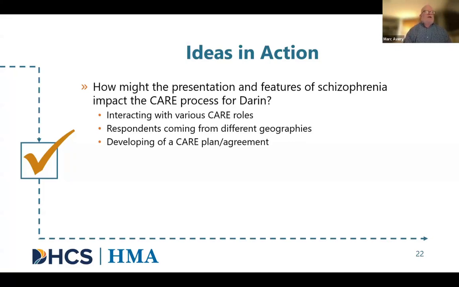And possibly when developing a CARE Act plan or agreement, consider Darren's preferences. For instance, he recently stopped his medications due to concerns and fears he's had. It might be helpful to develop a psychiatric advance directive with Darren at some point that may help support him moving forward, both throughout the care process and beyond. Those are just a few of the ideas that occurred to me when starting to apply some of these presentation concepts to Darren specifically.